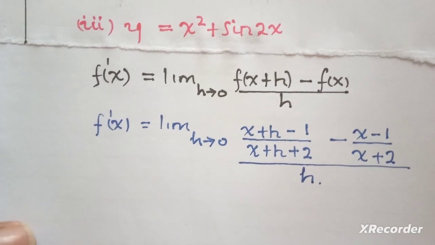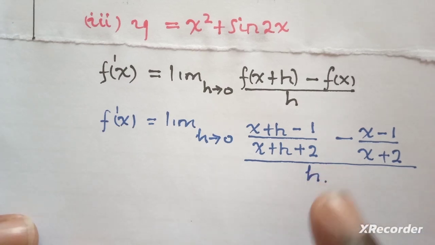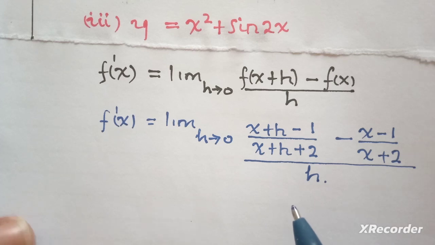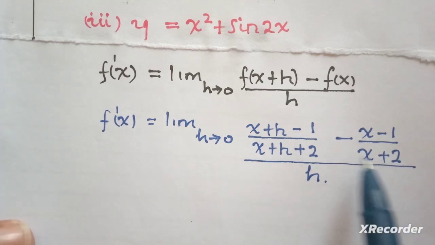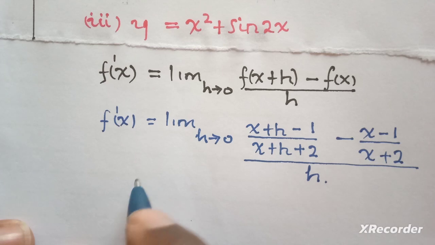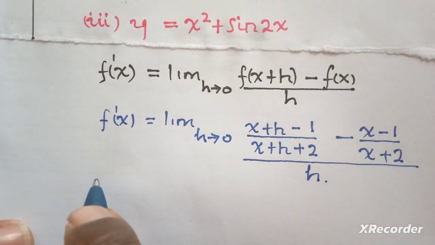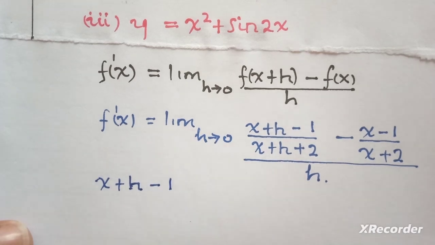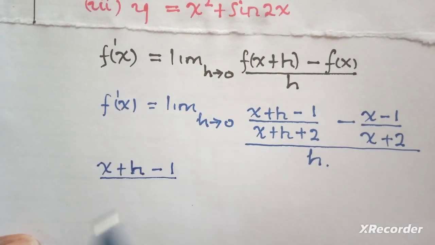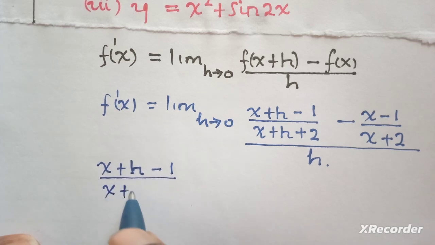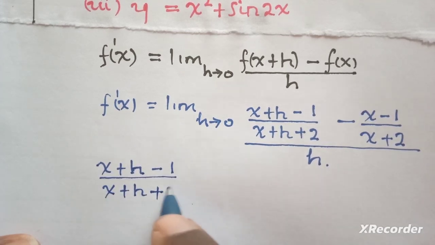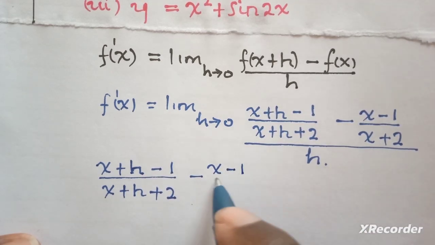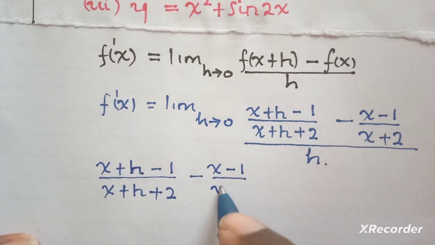So guys, let me first of all deal with the numerator. So for the numerator, I will look for the LCM of that. Let me just write it here. You will have x plus h minus 1 all over x plus h plus 2, minus x minus 1 all over x plus 2.